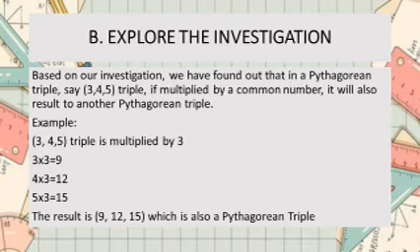The next step in making a mathematical investigation is letter B, which is exploring the investigation. Based on our investigation, we have found out that in a Pythagorean triple, say the 3, 4, 5 triple, if multiplied by a common number, it will also result in another Pythagorean triple. Example, the 3, 4, 5 triple is multiplied by 3. 3 times 3 is equal to 9. 4 times 3 is equal to 12. 5 times 3 is equal to 15. The result is 9, 12, and 15, which is also a Pythagorean triple.